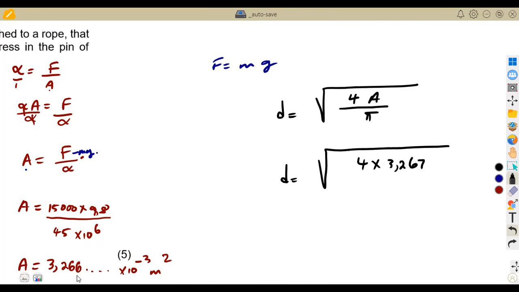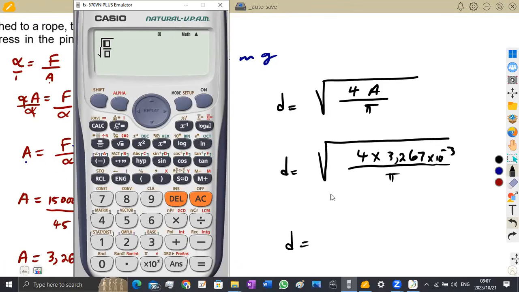3,267. I'm just going to round off here. It's going to be a 7, remember, it was 6, 6, and so on, times 10 to the exponent of -3, over pi in this case. So that will be our diameter. Let us just have our calculator again so that we can calculate. You can use this as it is, or you can substitute the one that we now have. So that's 4 times 267 times 10 to the exponent of -3, over pi.